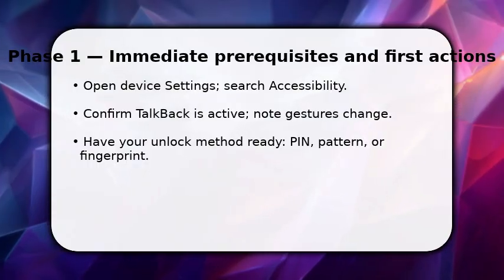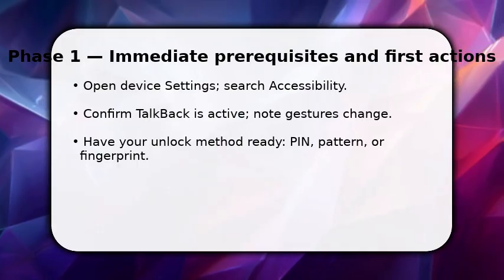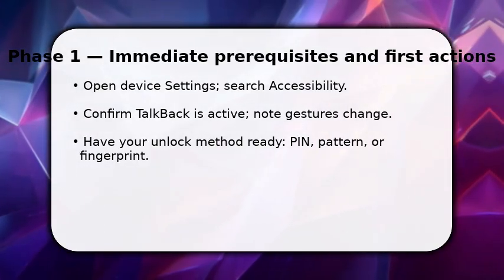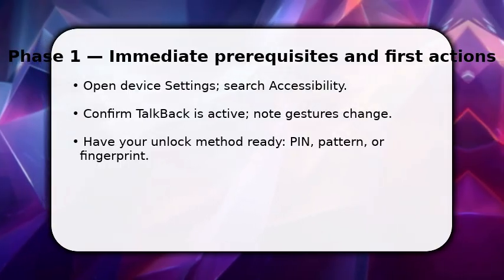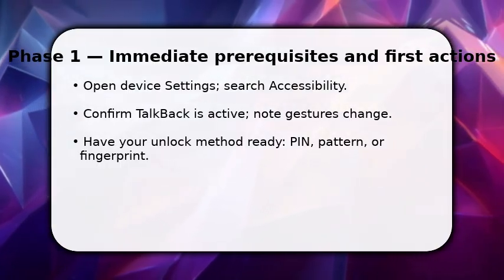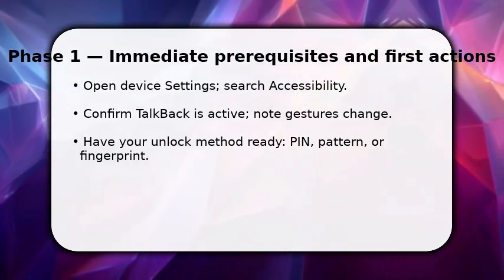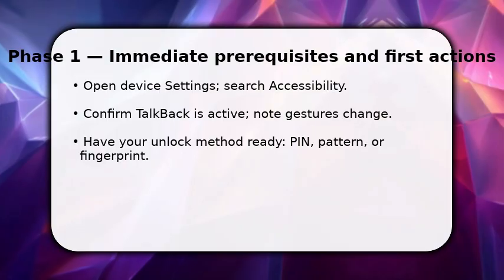You start by gaining direct access to accessibility settings. Open Settings now, then type or navigate to Accessibility. Make sure TalkBack is currently running so you can disable it. You need your unlock method ready because gestures differ under TalkBack, and you may need to confirm changes.